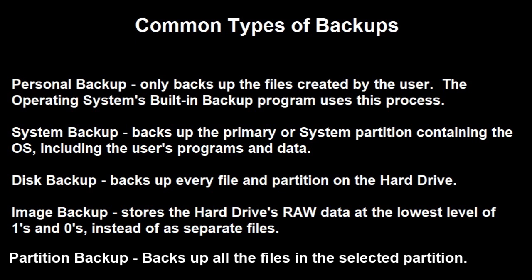A system backup will back up the primary or system partition, which contains the operating system, including the user's programs and data. But if the hard drive contains more than one partition, only the partition containing the operating system will be backed up. The disk backup will back up every file and partition on the hard drive. The image backup is similar to the disk backup, except an image backup stores the hard drive's raw data at the lowest level of ones and zeros instead of as separate files.